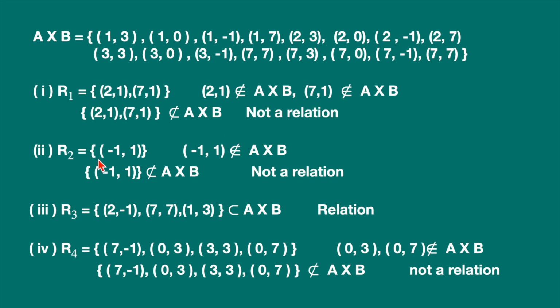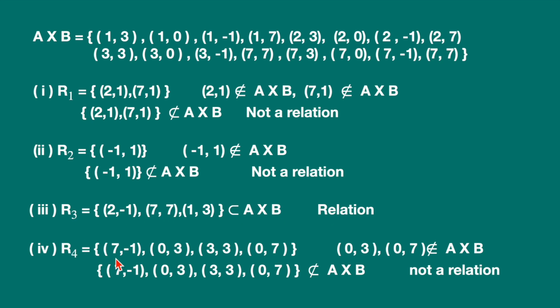Take this set here, second sum, (minus 1, 1). Again, (minus 1, 1) does not belong to A cross B. It is not a subset of A cross B, so not a relation. R3 is (2, minus 1). Let us check (2, minus 1). Yes, here it is. (7, 7), here it is. (1, 3), here it is. So all these three elements belong to A cross B. Therefore, this set is a subset of A cross B and it is a relation.